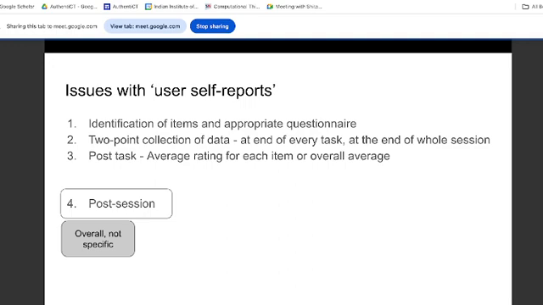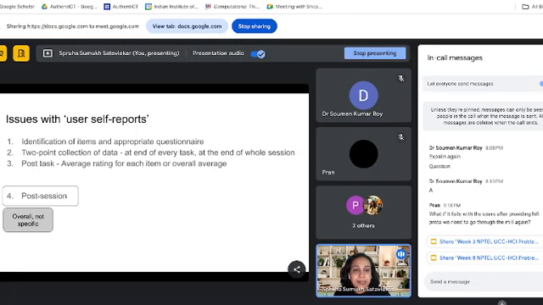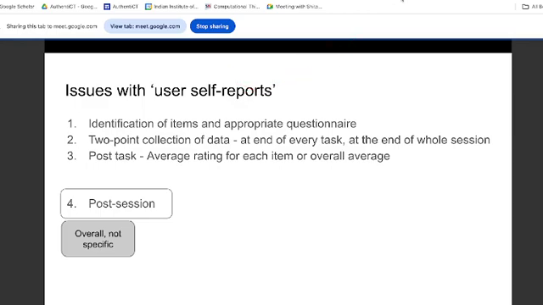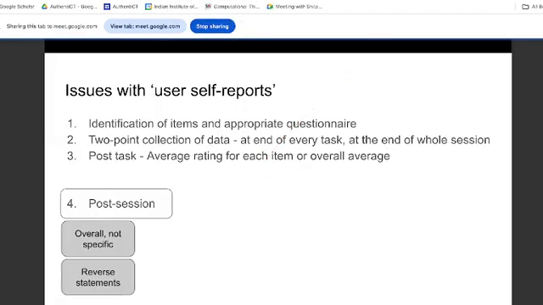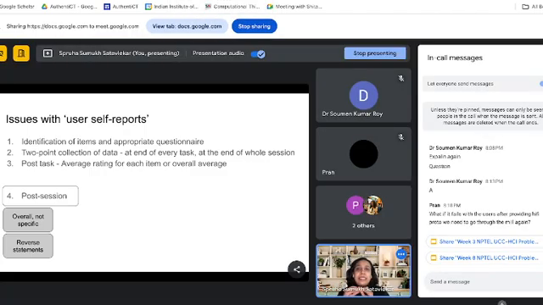A suggestion while conducting this post-session evaluation is that you don't provide all positive statements to the user to give a rating to. Usually this is a good practice: you also provide them with reverse statements. If there are 10 questions, provide 5 which are positive to the user, like this system was very useful to me, or I could navigate properly to the place I wanted to go with efficiency or with ease. These are positive statements.